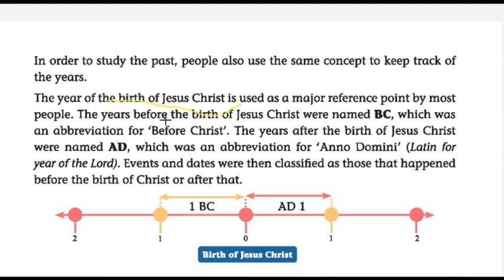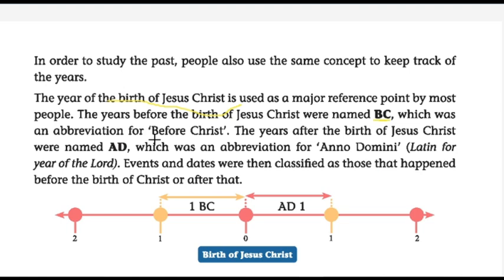The years before the birth of Jesus Christ were named BC. So what is BC? It is an abbreviation for before Christ. BC means before Christ.